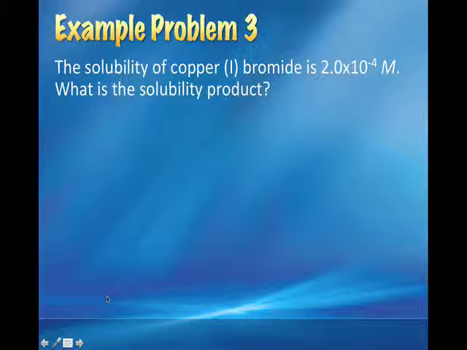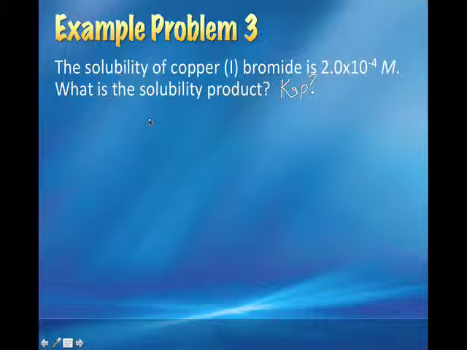All right, example problem 3 says the solubility of copper 1 bromide is 2 times 10 to the negative 4th molar. What is the solubility product? This again is asking us what we were just doing in example problem 2. We're trying to figure out what is Ksp. So we're looking for Ksp again. I would approach it the same way.